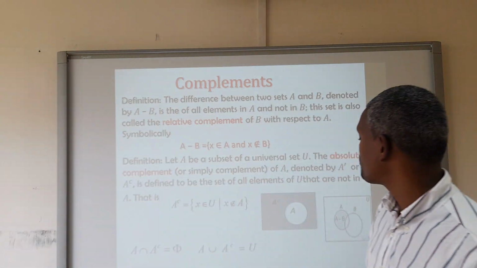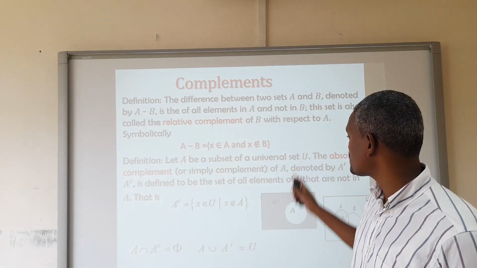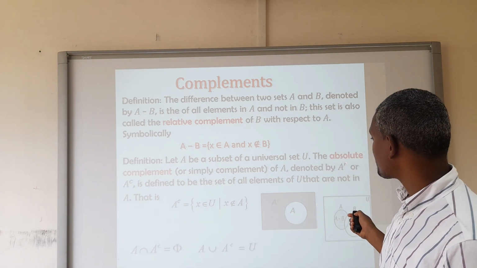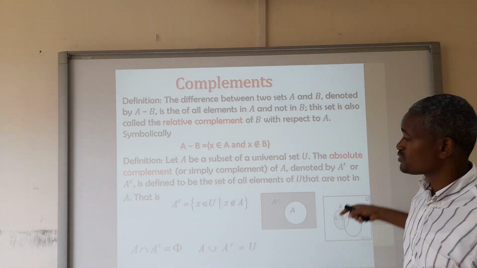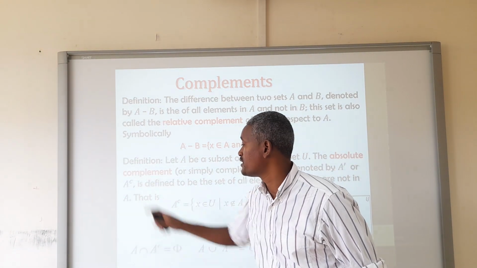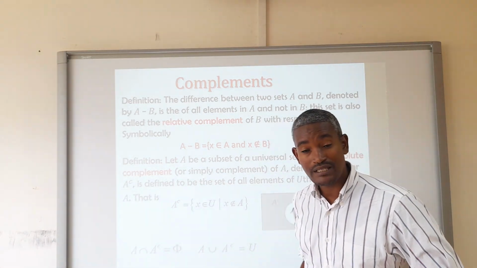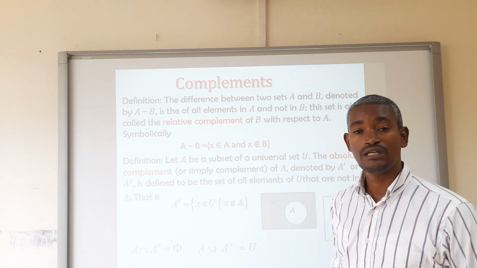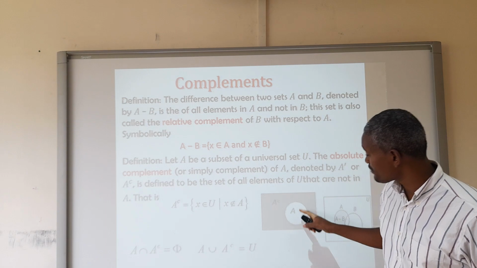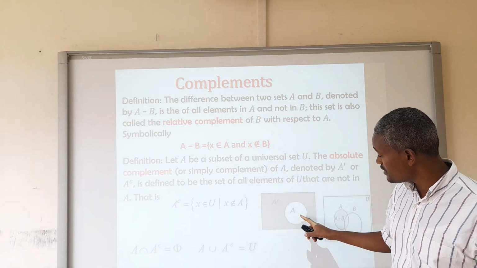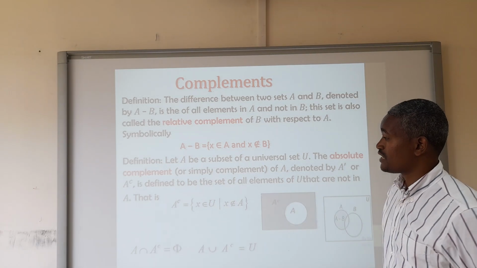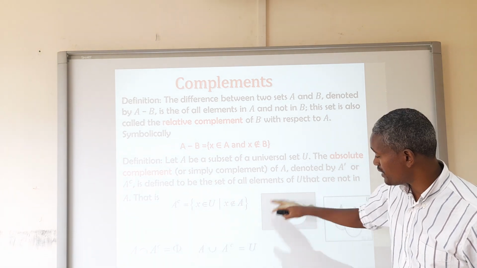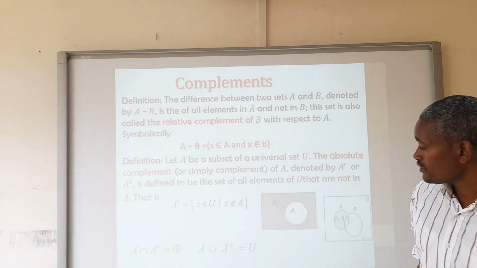And for the absolute complement, given A is a subset of the universal set, the absolute complement of A, which we can represent as A^c, is defined as those elements which are not in set A but are in the universal set. So clearly you can see this part. A is this one, so those elements outside of A are the absolute complement of A. The black part is the complement of the set.